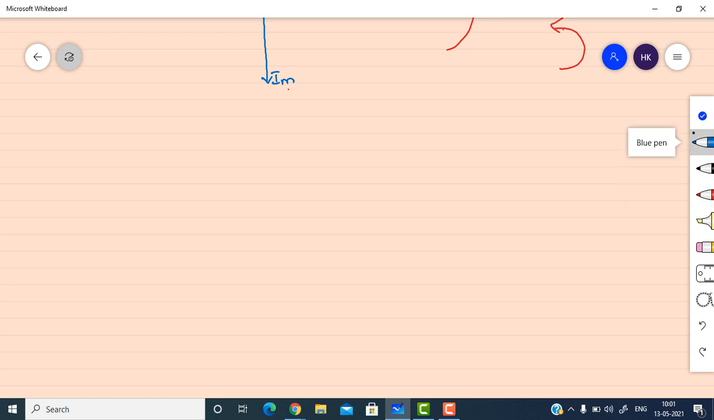So I will give you one more problem. Try to draw the phasor diagram. The voltage equation I am giving is Vm sin omega t, and the current equation is Im sin(omega t plus 45 degrees). These two are the equations we have. I am not saying whether it is lagging or leading, I am just giving the equation. Draw the phasor diagram for these two.